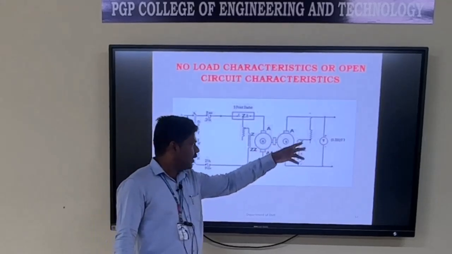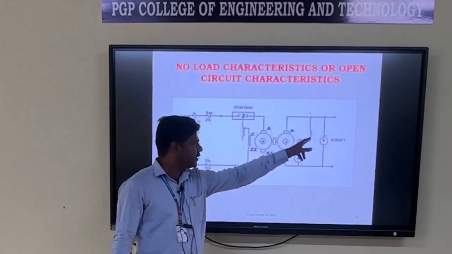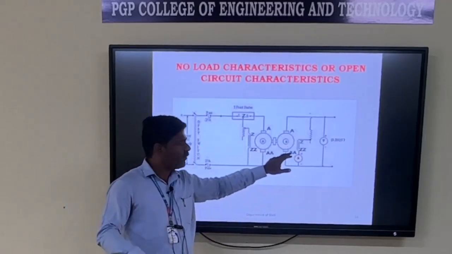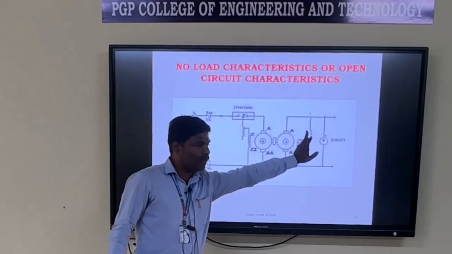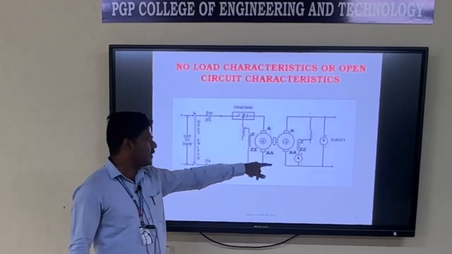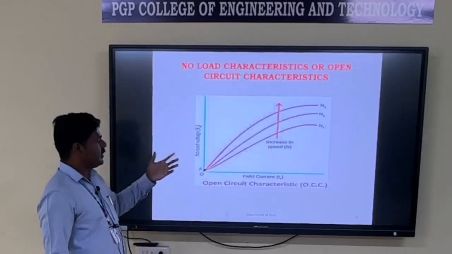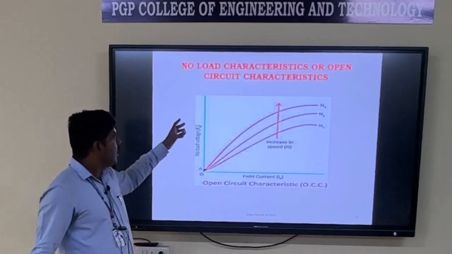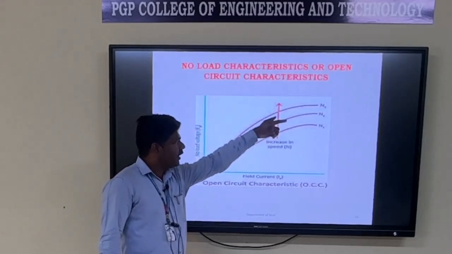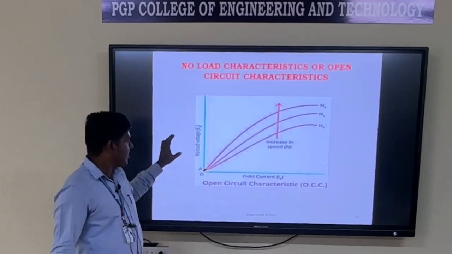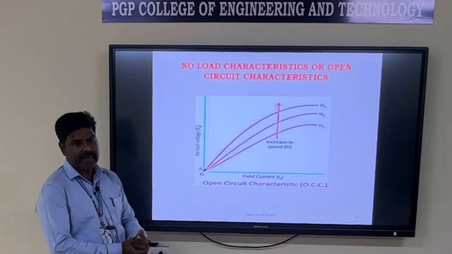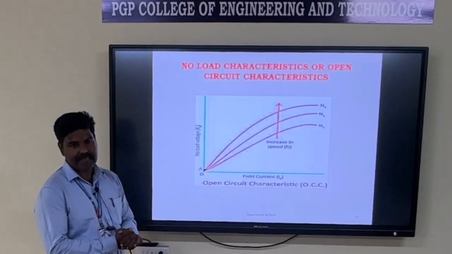Here in this circuit diagram, we are inserting one variable resistance that is connected in series with the field winding. By varying this resistance, we can get various values of field current and induced EMF at no load. Therefore, the graph plotted between induced EMF at no load against field current is known as open circuit characteristics. This is the open circuit characteristics of a self-excited DC shunt generator at different speeds, that is N1, N2 and N3. The curve increases linearly.